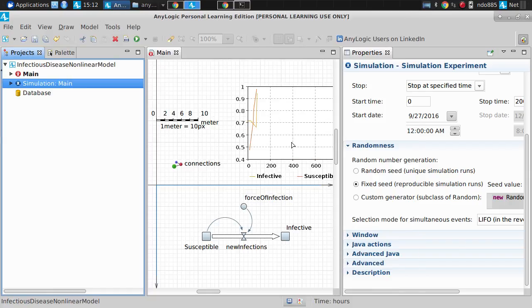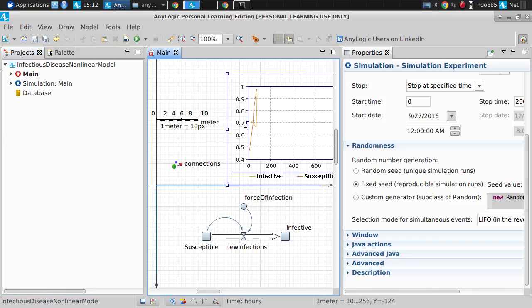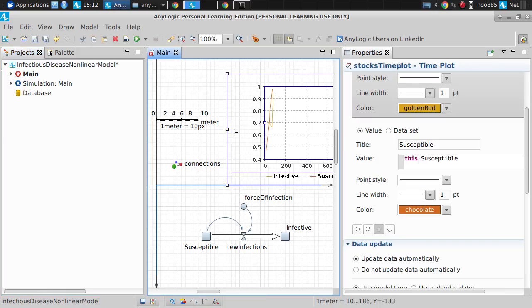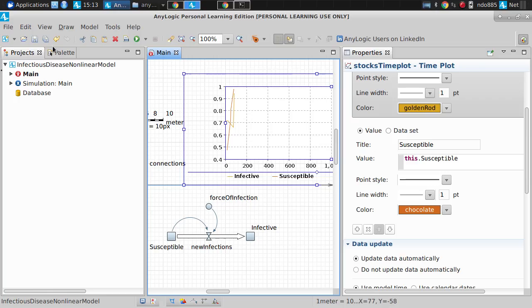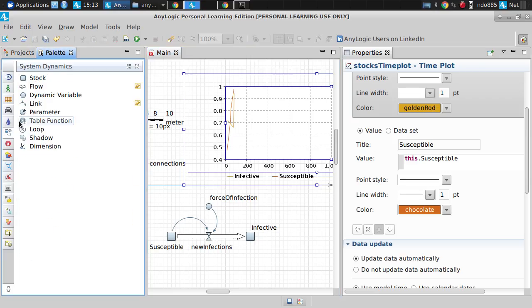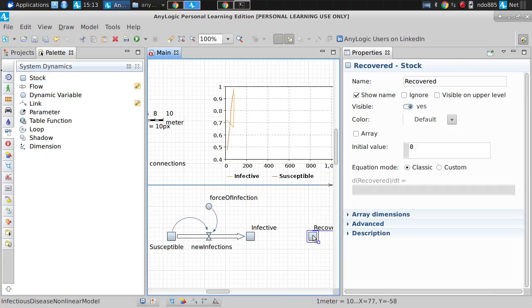Okay, ladies and gentlemen. Okay, let's deal with the aesthetic displeasurability of that. I'm gonna sort of frob this so I could see the entire scope of those labels. Okay, great. We're working forward, and what I'd like to do now is to go and add in a stock here. Another stock, and this one will be called recovered.